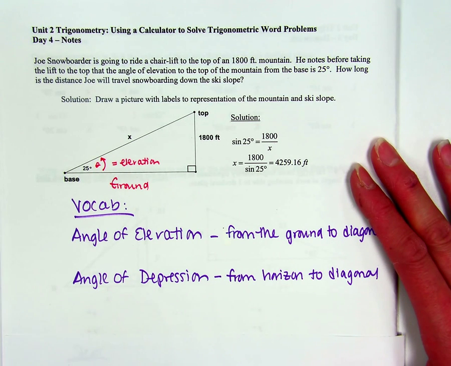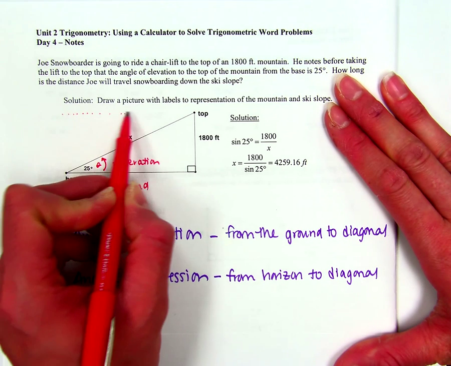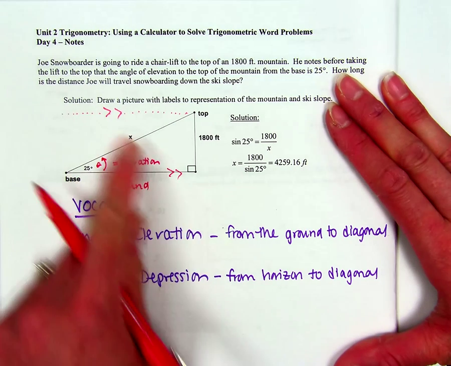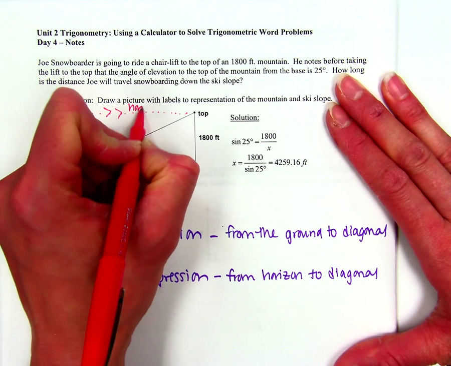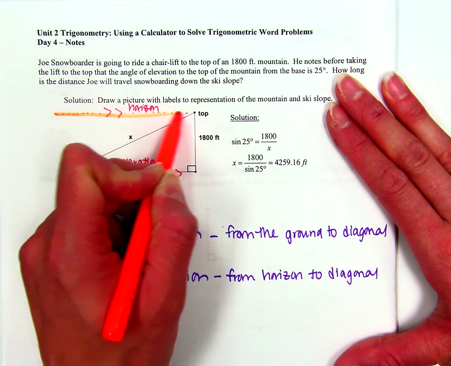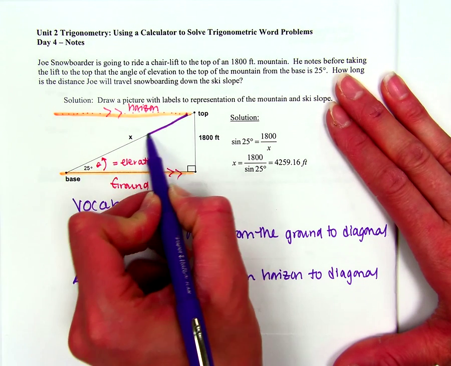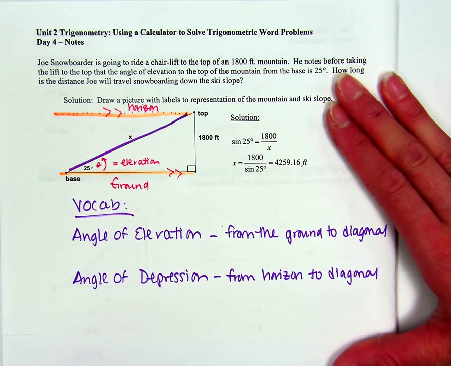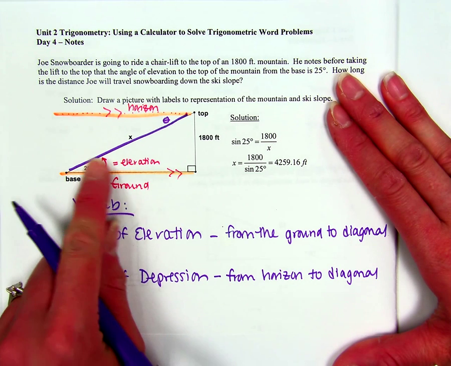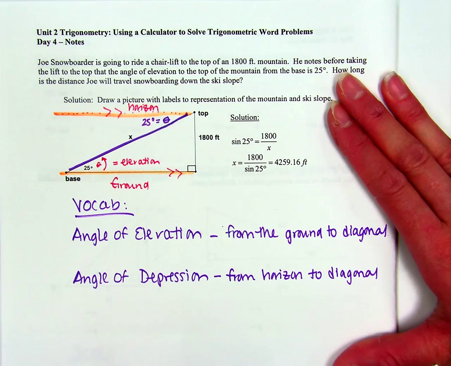Angle of depression is from the horizon to the diagonal. So it's like an imaginary line in the sky that's parallel to the ground. If we remember our symbols from geometry, these tell us that these are parallel. This is our horizon. And the nice thing about remembering parallel lines in geometry is if you have 2 parallel lines that are cut by a transversal, this is our transversal, then alternate interior angles are congruent. So this angle theta is actually the same measure as that angle theta. So if we knew that the angle of elevation was 25 degrees, then we would also know that the angle of depression would also be 25 degrees.